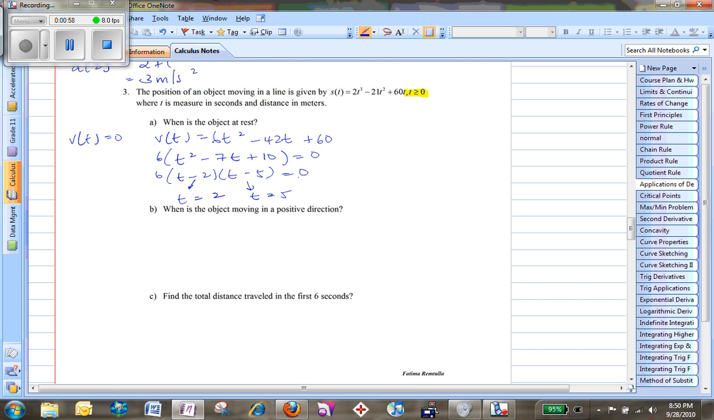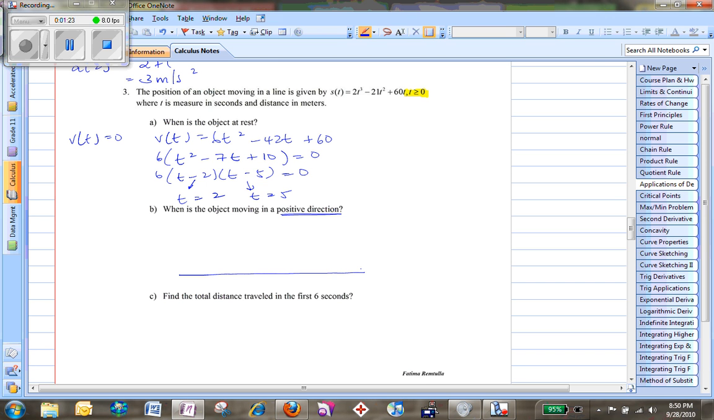The next question is, when is the object moving in a positive direction? This is leading us into next class's note, but it is also an opportunity to apply next class's lesson. So, when something is moving in a positive direction, I need to worry about the velocity. I already have the velocity broken down into its factors. So what I'm going to do is I'm going to make a sign chart.